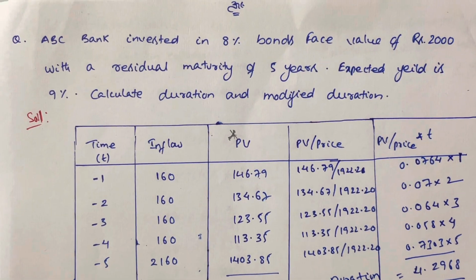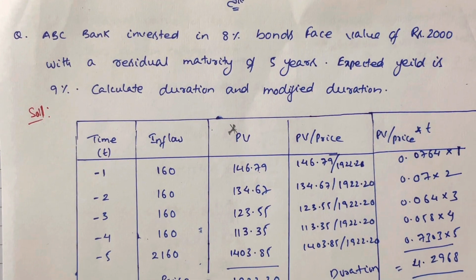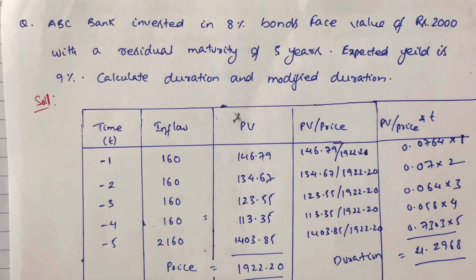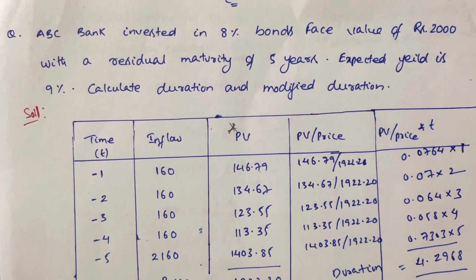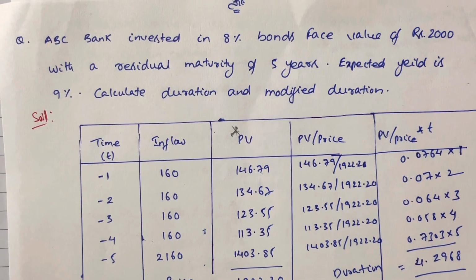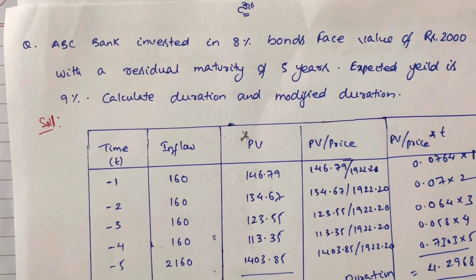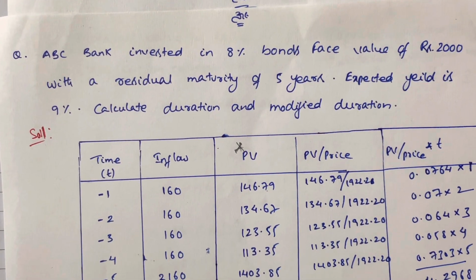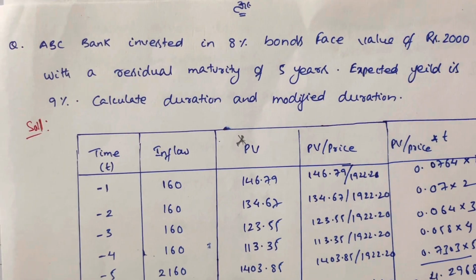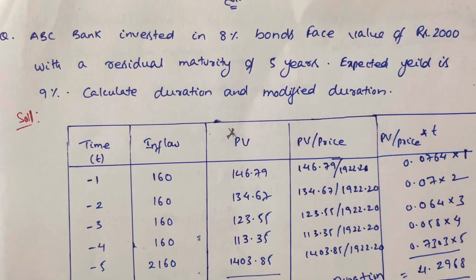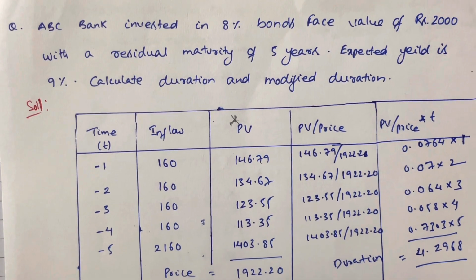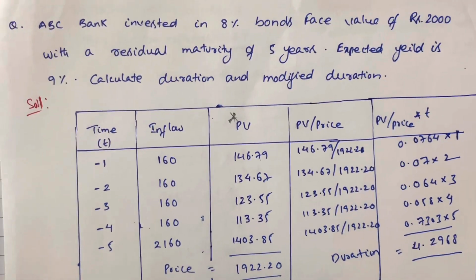The given question is: ABC Limited invested in 8% bonds, face value of Rs 2000, with a residual maturity of 5 years and expected yield is 9%. Calculate the duration and modified duration. So duration and modified duration is nothing but it will come from the present value.